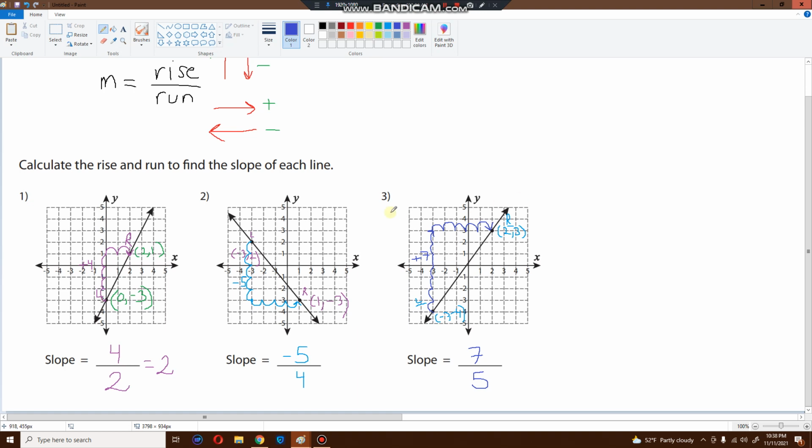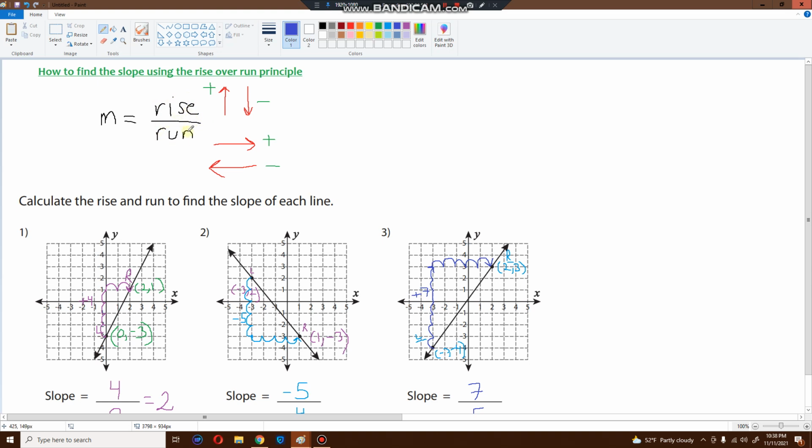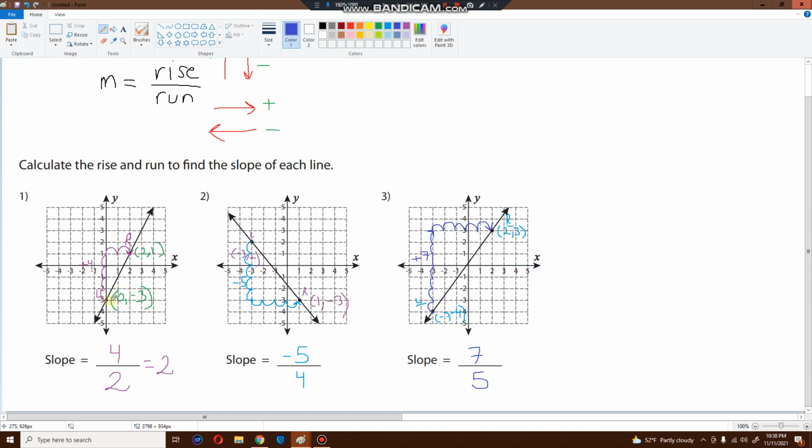Okay? As you can see, no math was needed for this. I did not have to use a slope formula. I can if I wanted to, but I just needed to use the rise over run principle to visually see how to go from one coordinate point to another coordinate point. And just by using those 2 coordinate points, I could figure out the rise and I could figure out the run. Okay? If you can do that, you don't have to worry about using the slope formula.